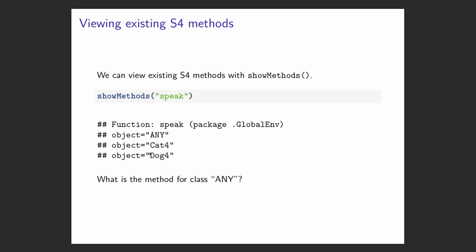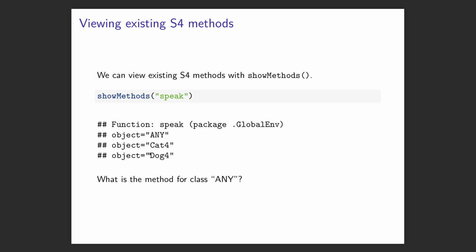Now, but I don't remember actually setting a speak method for ANY. Do you remember doing that at any point? So we didn't actually create that on our own. So what is the method for class ANY? Does anyone have any guesses or ideas where that might have come from? Some what? Noise? Weird noise. So I think you're on the right track, yeah.